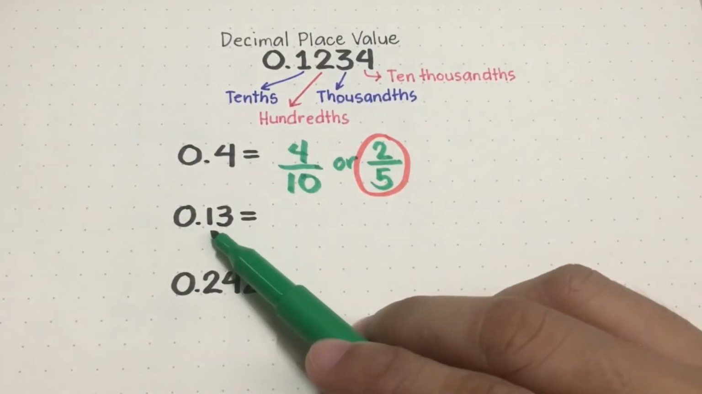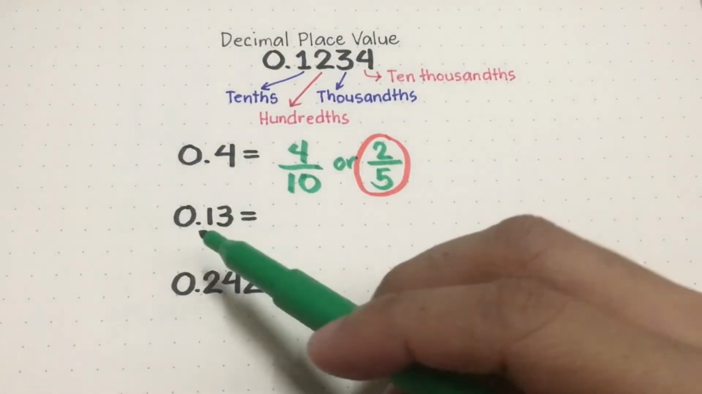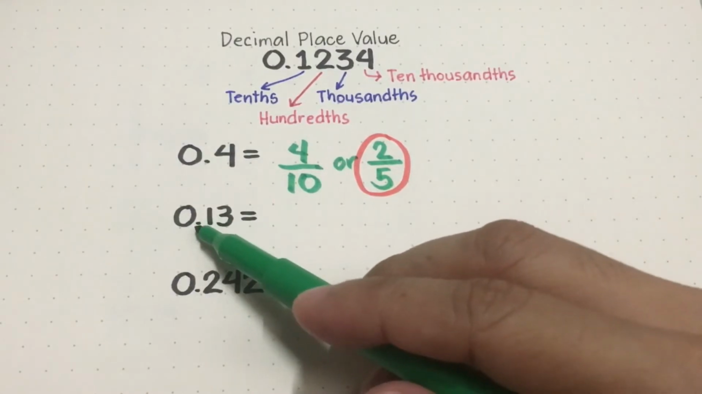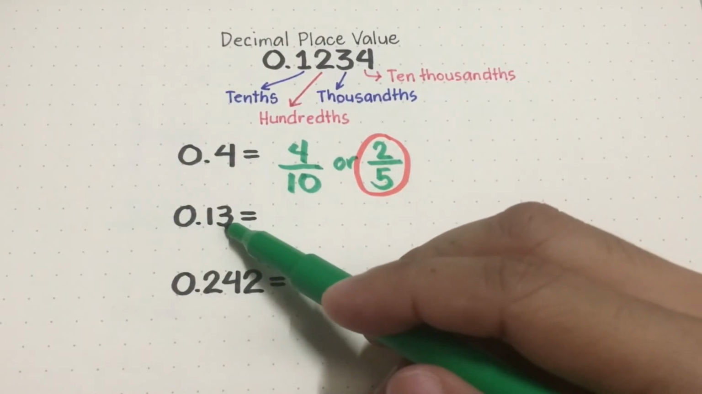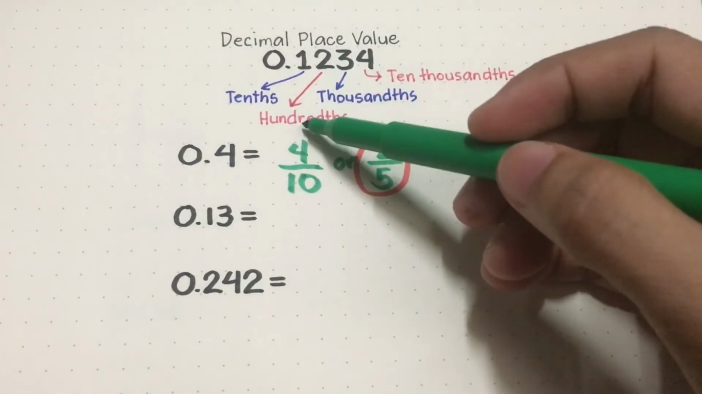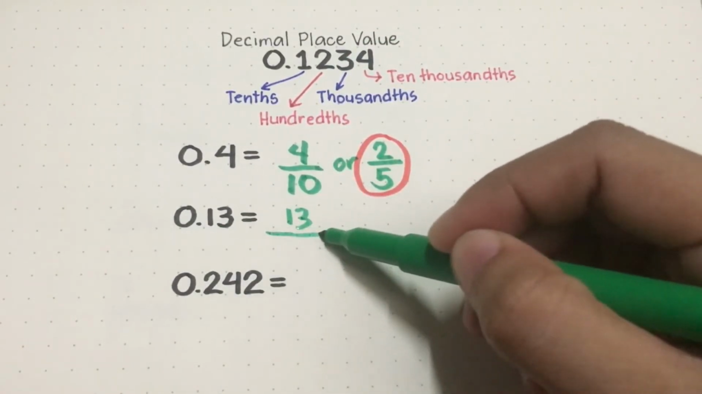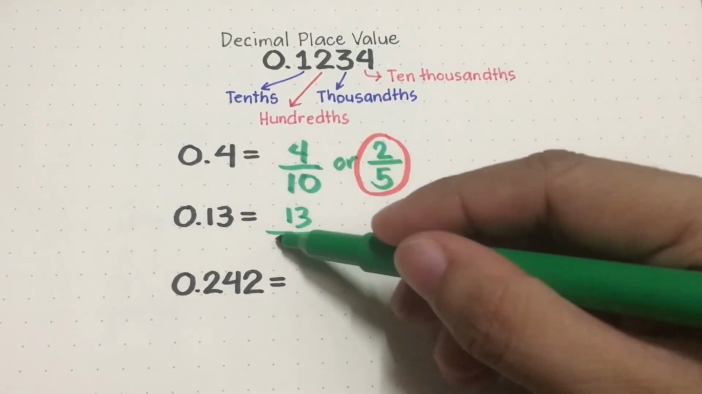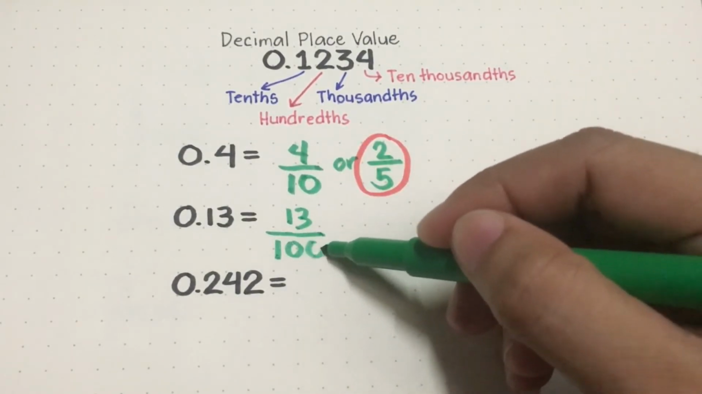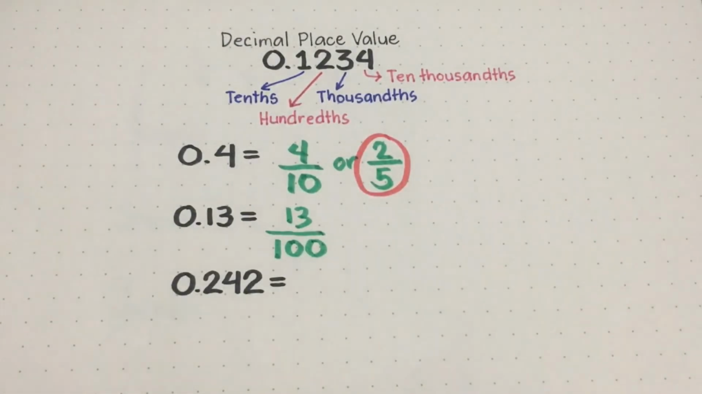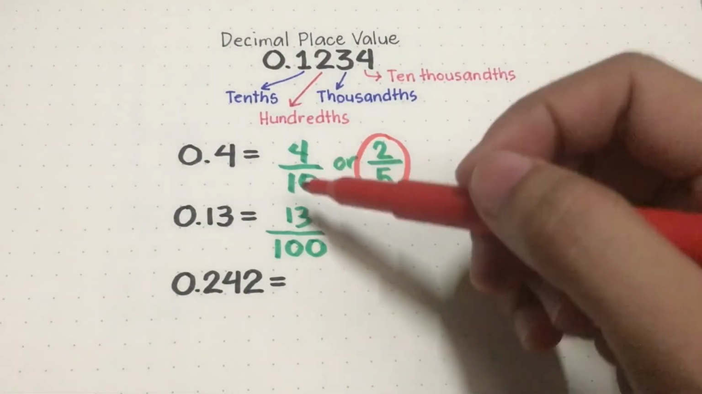Another one, 0.13. As you can see, there are 2 digits after the decimal point. So the place value of 3, the last digit, is hundredths. So we will use 13 as our numerator. And then, again, the place value is hundredths, so we will use 100 as our denominator. Then simplify. Okay, so since you cannot simplify this anymore, this will be your answer.